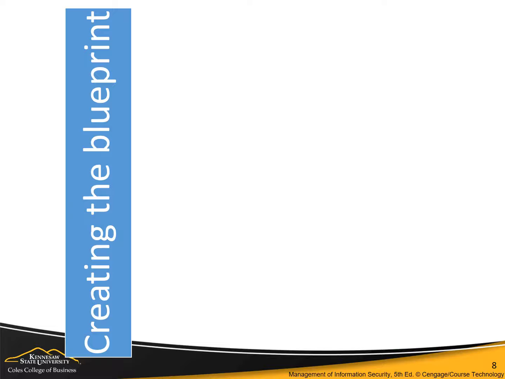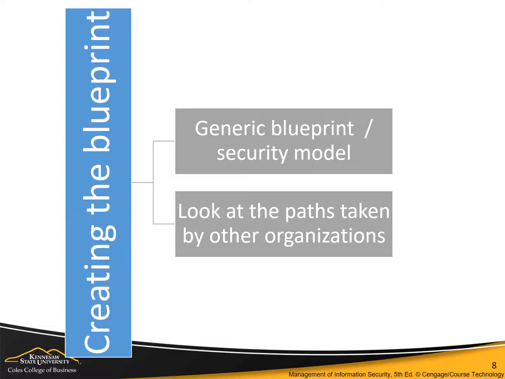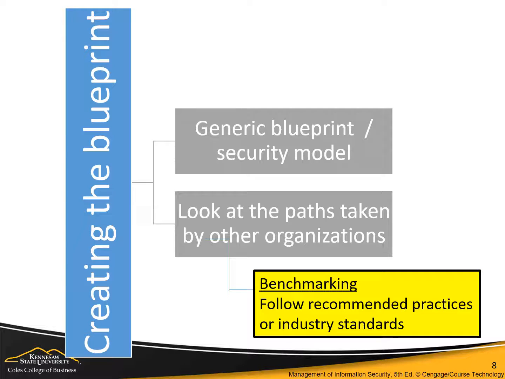Most organizations draw from established security models and practices to develop a blueprint or methodology. If it ain't broke, don't fix it. A security model is a generic blueprint offered by a service organization. Another way to create a blueprint is to look at the paths taken by other organizations. In this kind of benchmarking, you follow the recommended practices or well-established industry standards. Benchmarking is the comparison of two related measurements. You may compare them to your industry, to regulatory components, whatever is relevant for your organization.